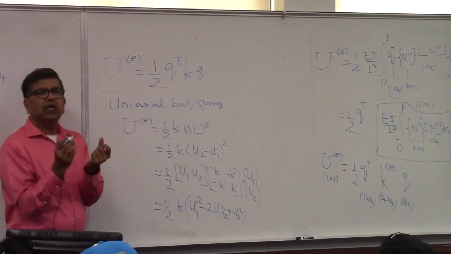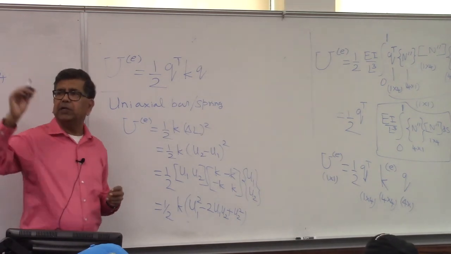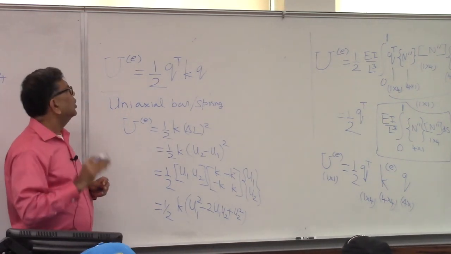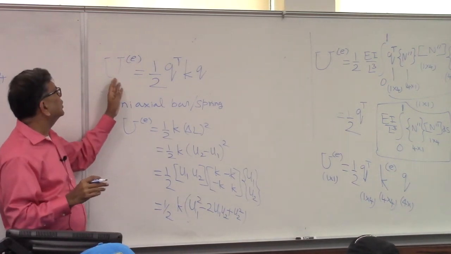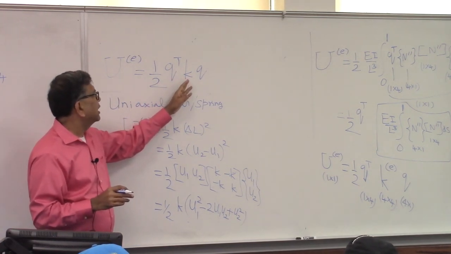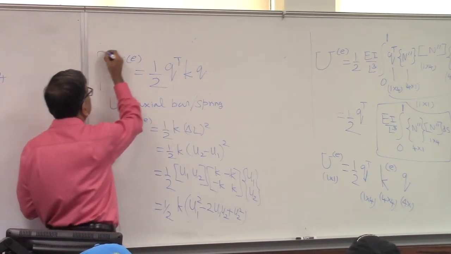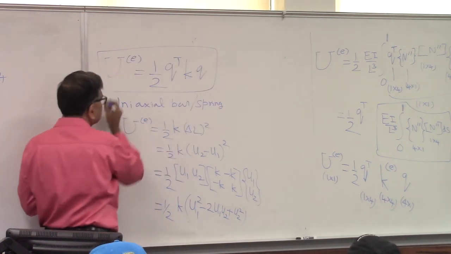So energy of an element in solid mechanics, any finite element, plate element, shell element, 3D solid elements, or whatever element is, always energy of the element is 1/2 Q transpose times the stiffness matrix of the element times Q. Never forget that. There is also another interpretation.